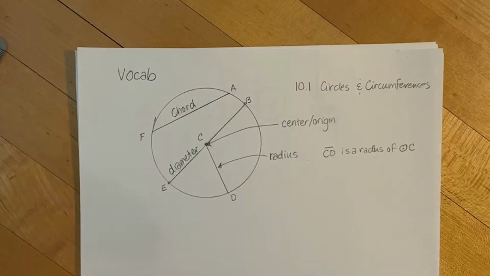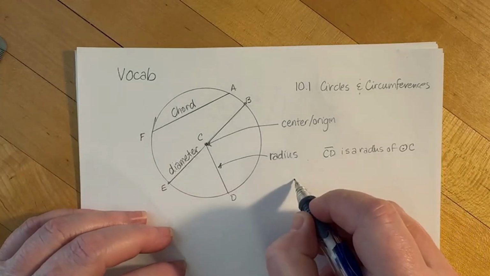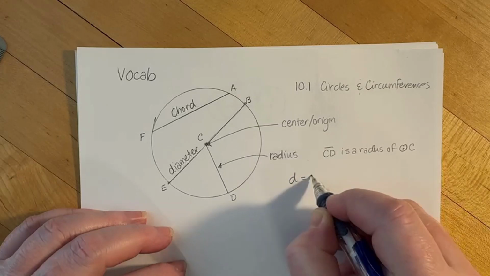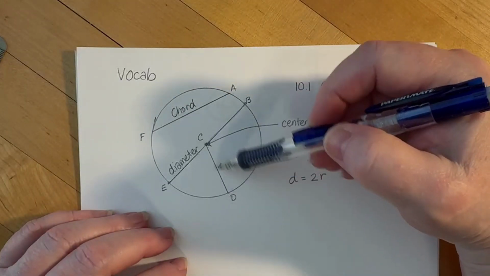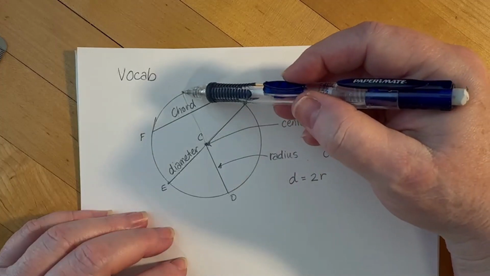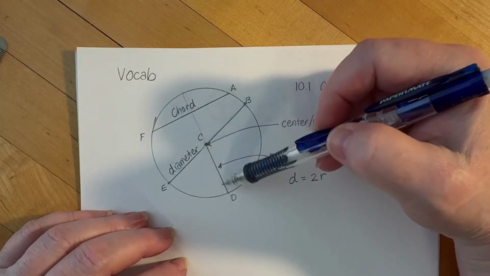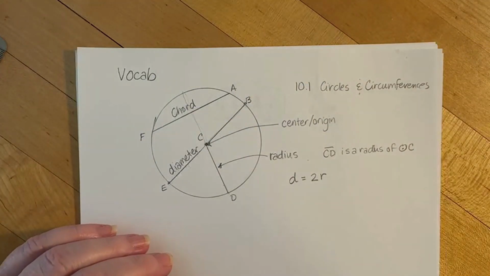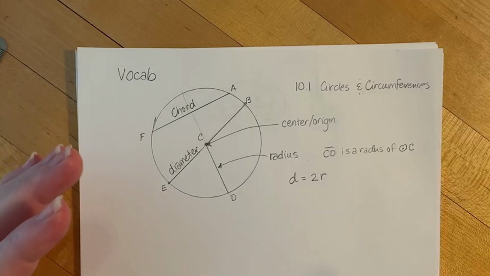Now you probably know this already, but a diameter is equal to twice the radius. So if we were to extend this all the way to the other side in a straight line, we would have a diameter, which would be twice this distance. So that's the basics of a circle.